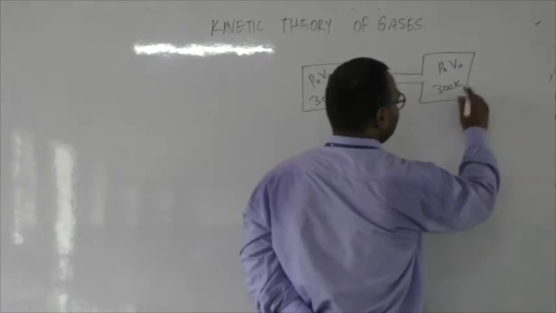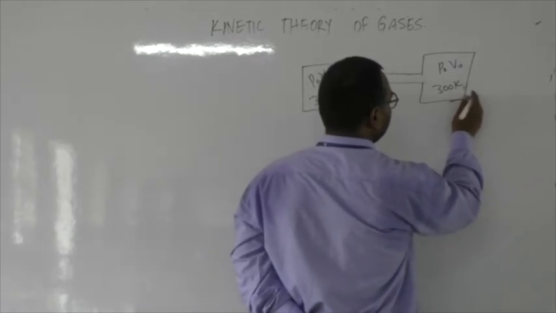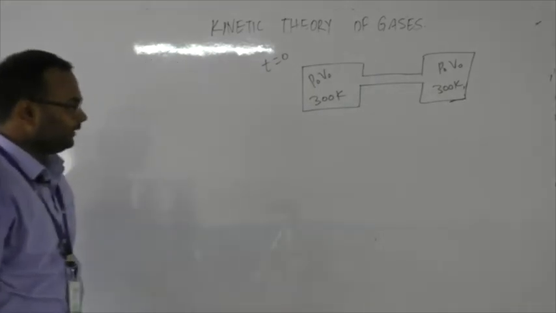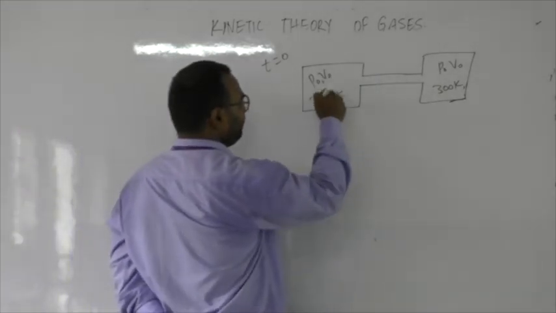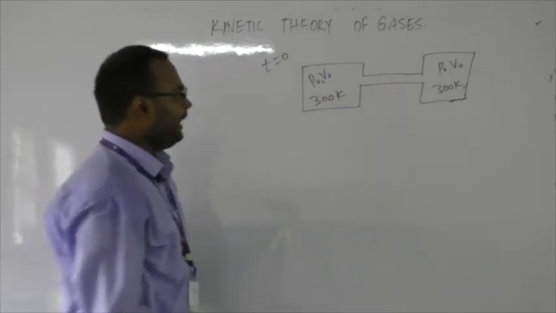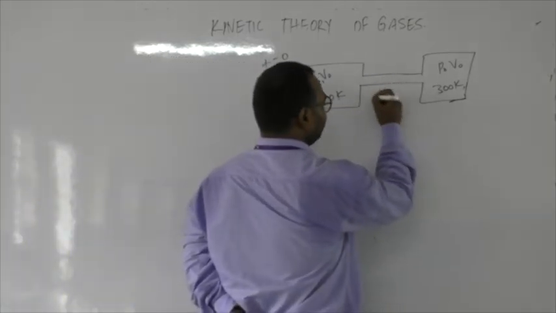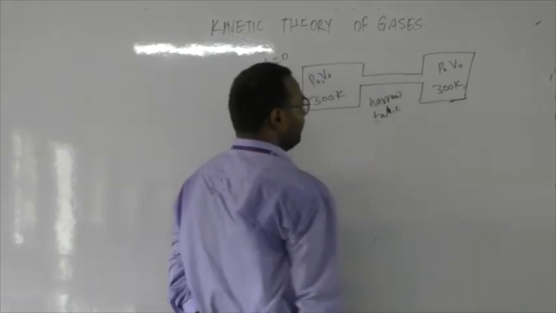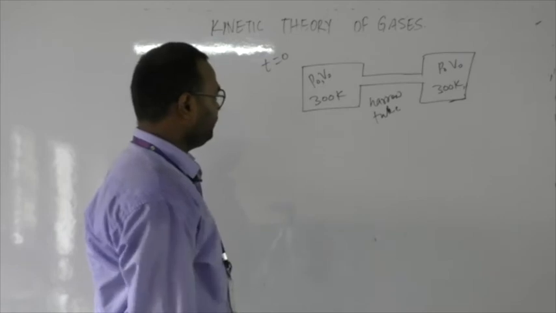Now this was the T equal to 0 condition. That means two containers were there, having maintained temperature as 300 Kelvin, P naught V naught, P naught V naught, because the volume of the container is the same, and they are connected by a narrow tube. So your pressure is equal on both sides.